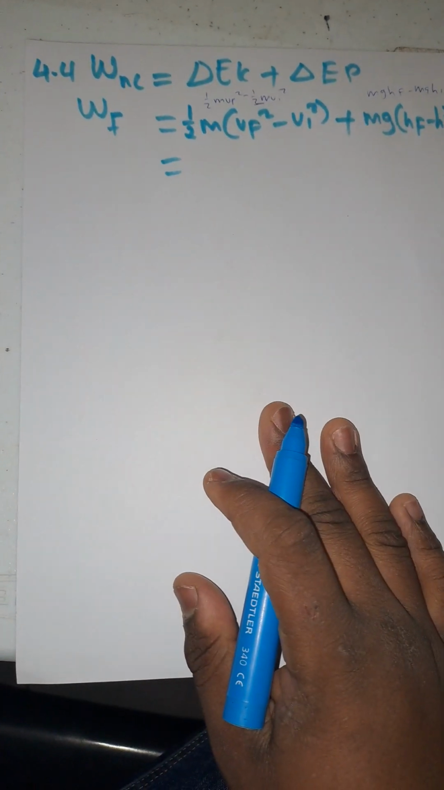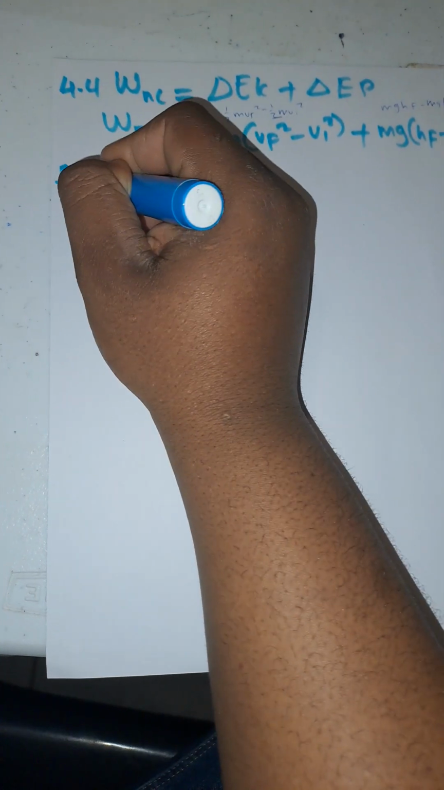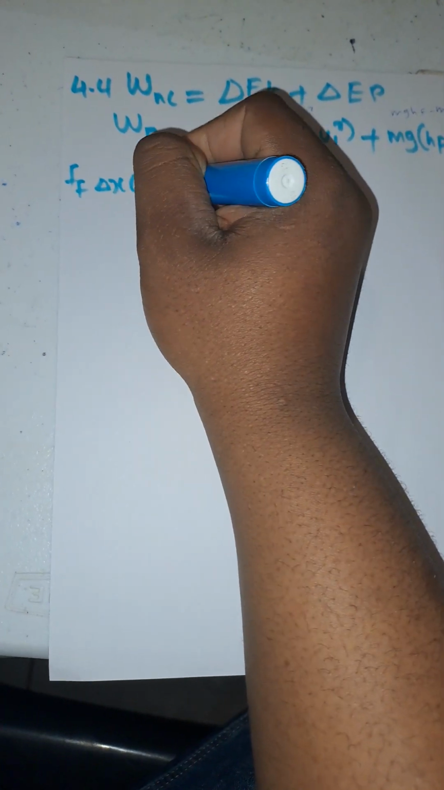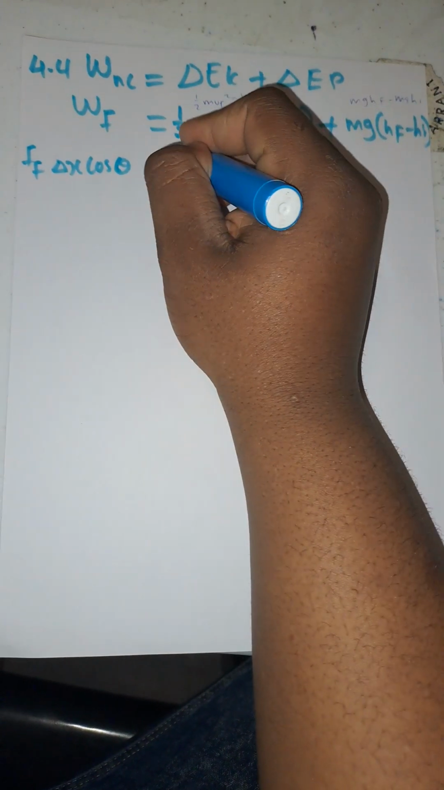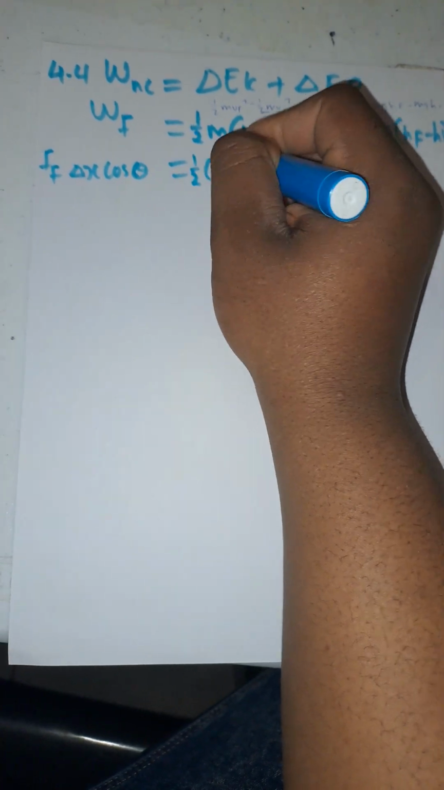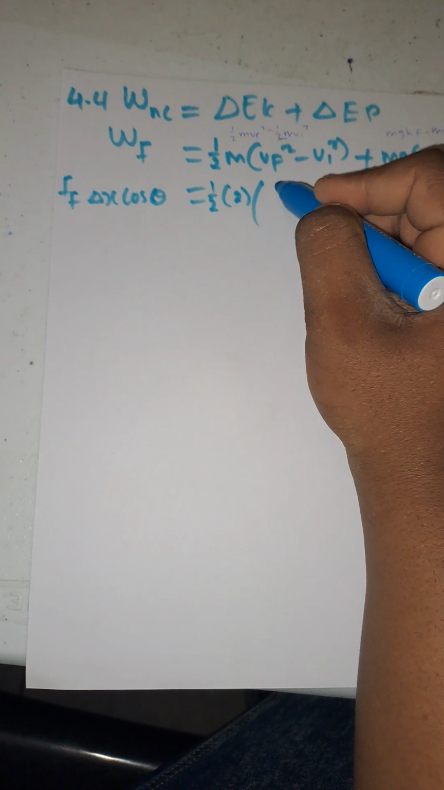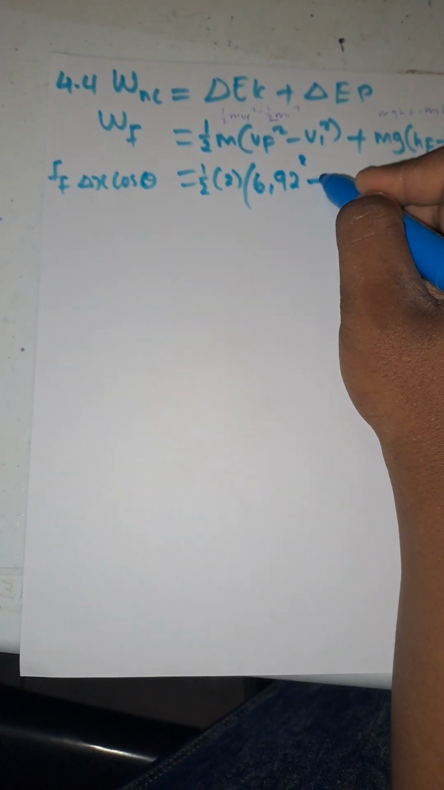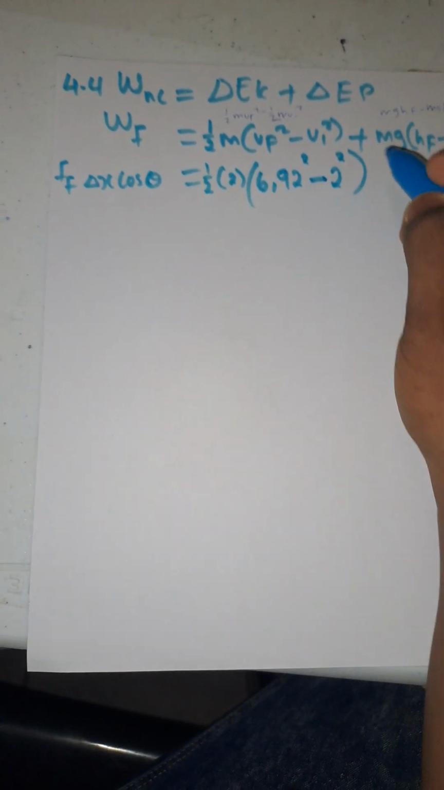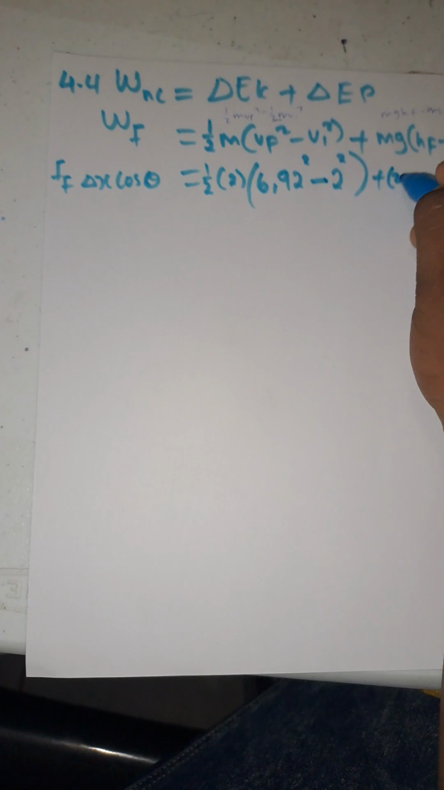Under the work done by friction, I'm allowed to write frictional force, distance, cos theta, because that's what we know. And then I'm going to write 1 over 2, what is my mass? 2. What is the final velocity? I was given 6.92. So 6.92 squared minus initially 2 squared, close bracket, plus mass, which is 2.